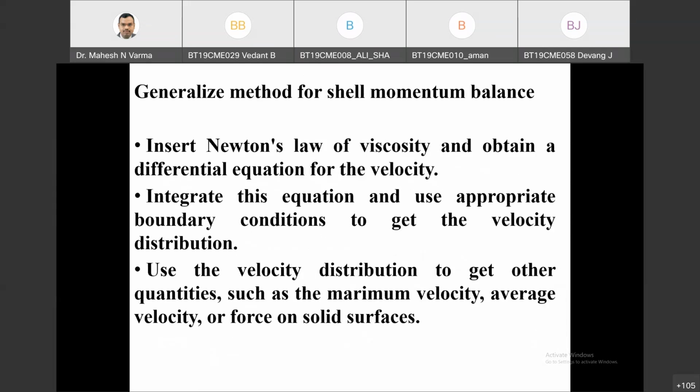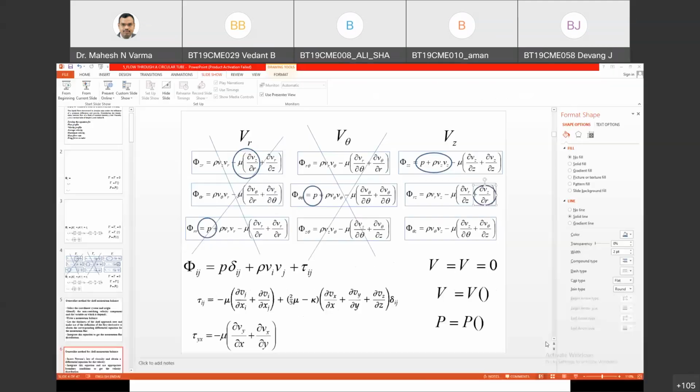Then use Newton's law of viscosity and you will get a velocity equation. Integrate the equation and use boundary conditions, so you will get the velocity profile equation, the velocity distribution. Once you have the velocity distribution, you can get various quantities such as the maximum velocity, average velocity, force on solid surfaces, and so on. All these can be obtained from the velocity profile equation.